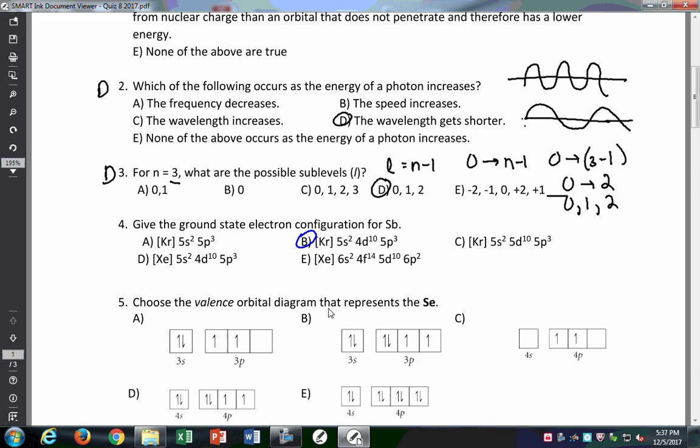C looks right, but remember it's n minus 1, so this is 4. And then xenon is the noble gas after it. But we're using the noble gas before it because it's going to have the same electron configuration up to that point.